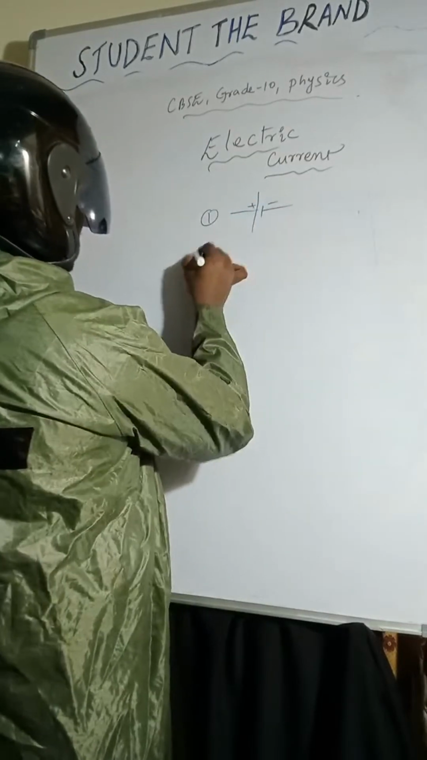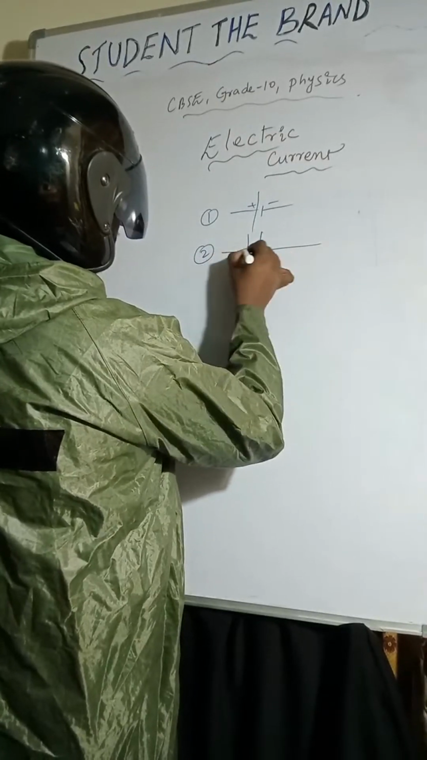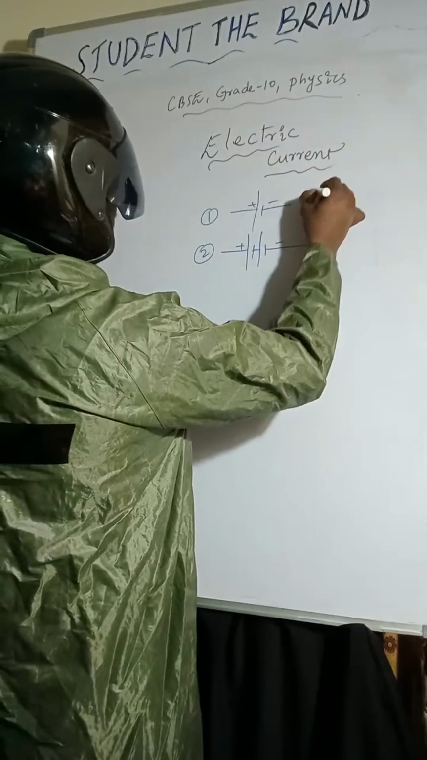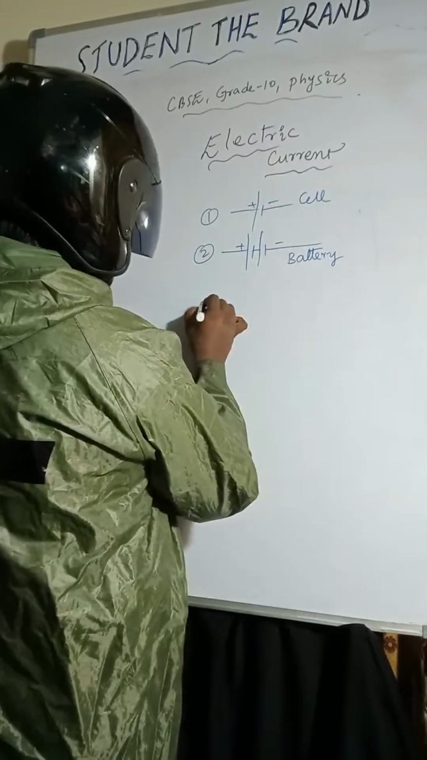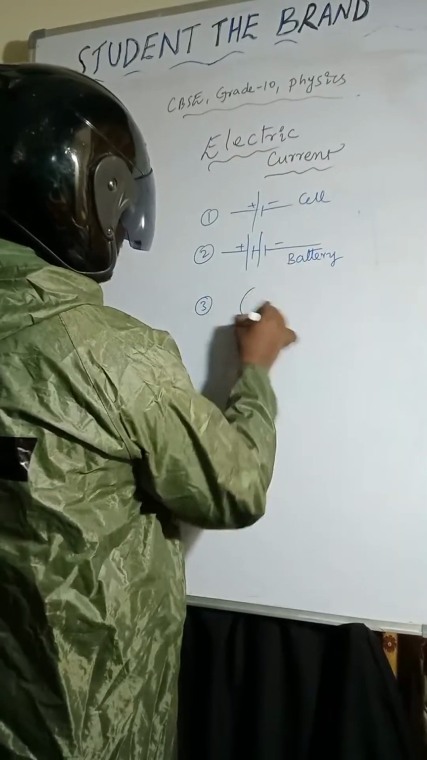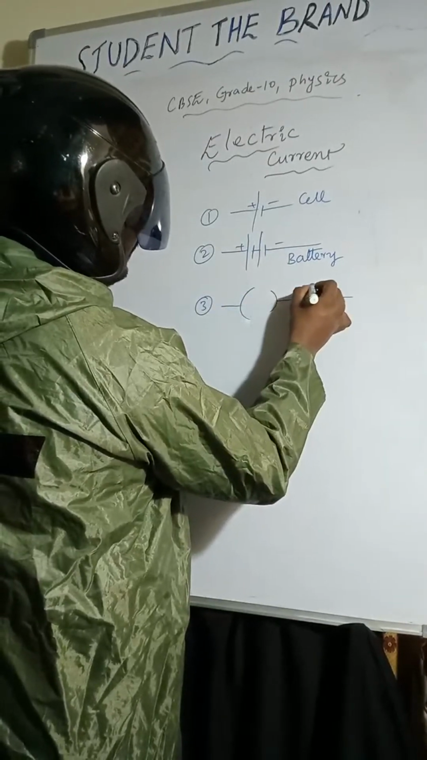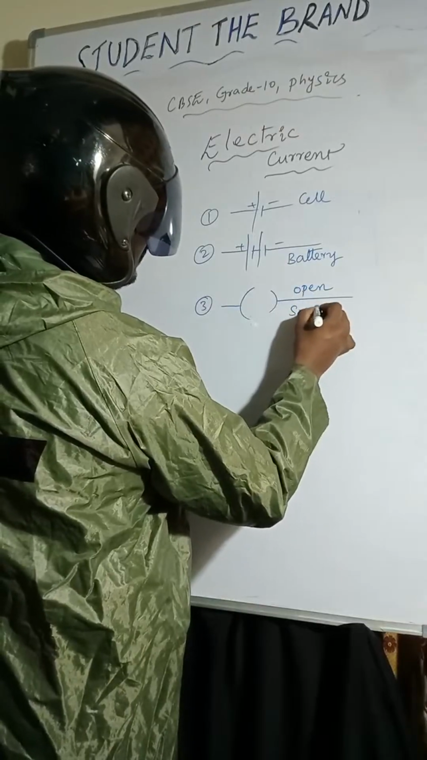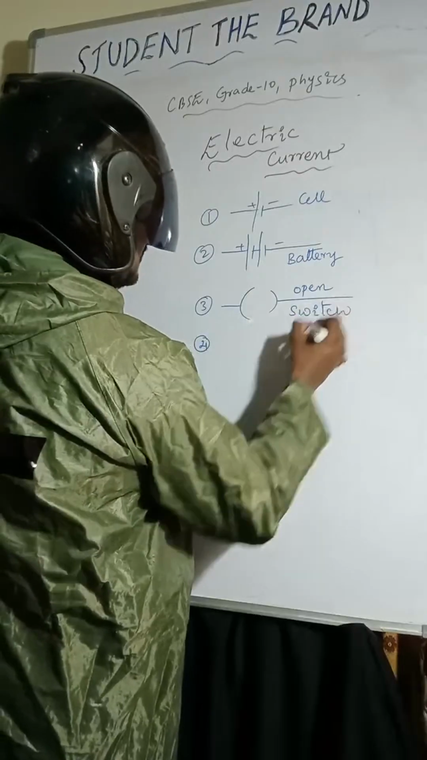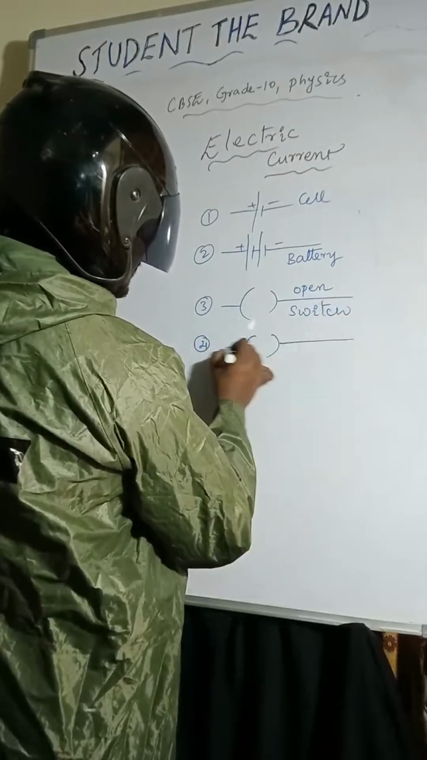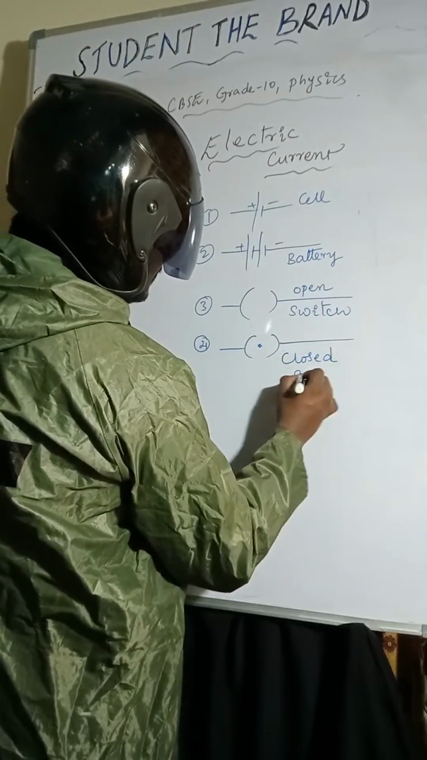Coming to the second one, this is the cell, battery. The third one is the switch. This is the open switch. And coming to the fourth one, it is the closed switch.